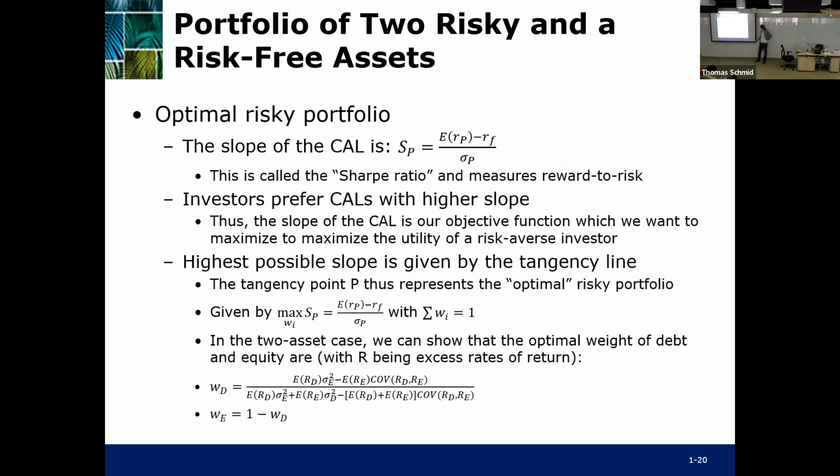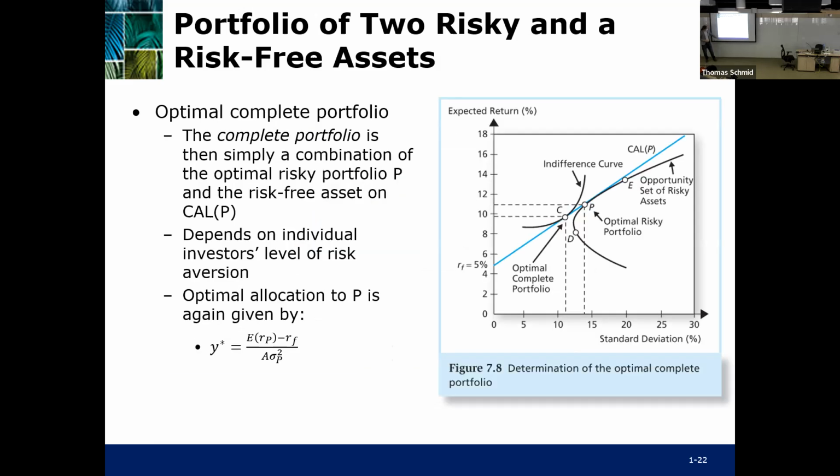And you can also see that mathematically, if you analytically derive the optimal risky portfolio, there is no investor-specific component in that expression. So this is only market-wide factors. There is no A in here. For the optimal complete portfolio, of course, A plays a role. So every investor along this capital allocation line will choose a unique complete portfolio according to her level of risk aversion.